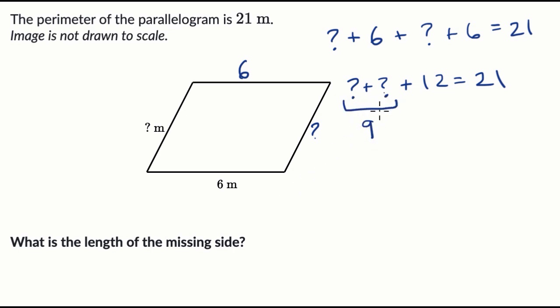So these two question marks, when I add it up, must be equal to 9. They're the same thing, so they must be each half of 9. So each of those question marks is going to be equal to 9/2 meters, which is also the same thing as 4.5 meters.